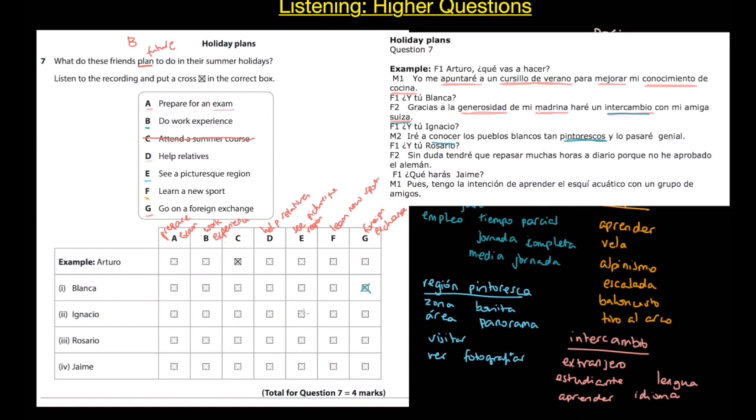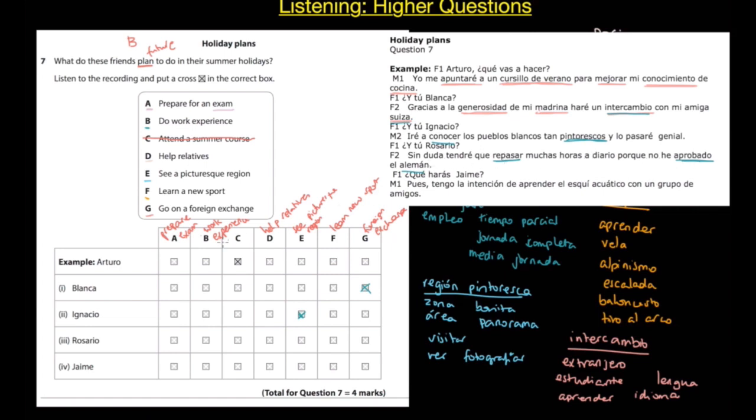So, notice how, in this case, it's a B question, okay? It's a B grade question. So, can you see how some of the vocabulary is not that obscure. It can be easily foreseen as long as you know those words. Sin duda, so without a doubt, tendré que repasar, to revise, muchas horas a diario, many hours daily, porque no he aprobado, passed, el alemán. German, okay? Sin duda tendré que repasar muchas horas a diario porque no he aprobado el alemán.